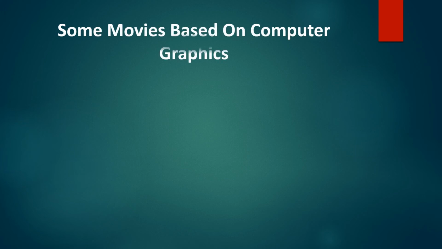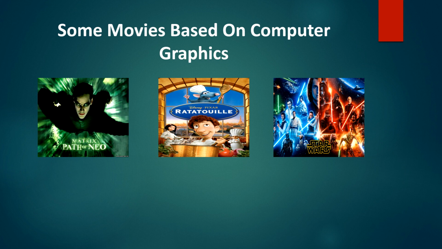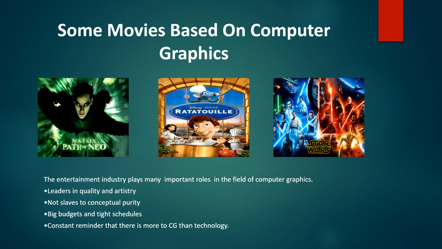The next one is some movies based on computer graphics, which are The Matrix, Ratatouille, and Star Wars. These movies are based on computer graphics because some content in these movies is practically impossible for a human being to do. If we use computer graphics, then we can create those scenes. So the entertainment industry plays many important roles in the field of computer graphics.